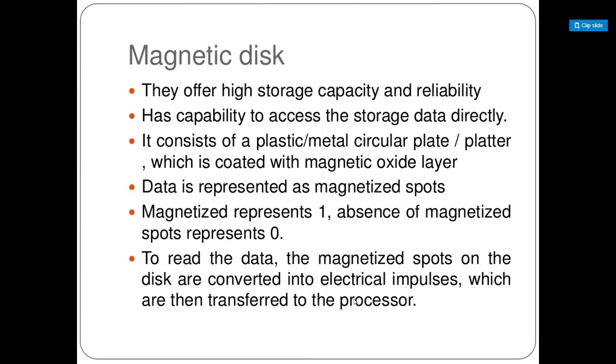So what is a magnetic disc then? It is a high storage capacity and a reliable storage device, and you can access the data directly, not sequentially as in the magnetic tapes. And it consists of a plastic or metal circular plate, a platter, which is coated with a magnetic oxide layer. Data is represented as magnetized spots, and magnetized spots represent 1, and if it is not magnetized, it is read as 0. To read the data, these magnetized spots on the disk are converted into electrical impulses, which are then transferred to the processor for processing.